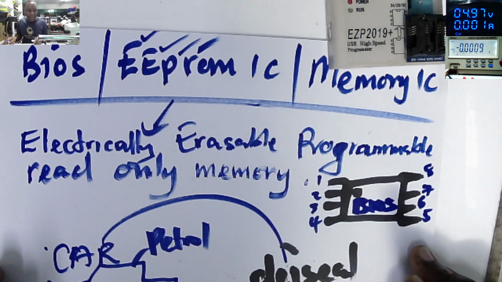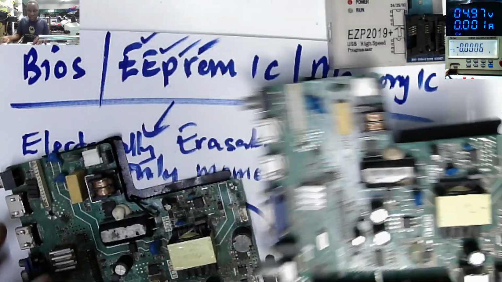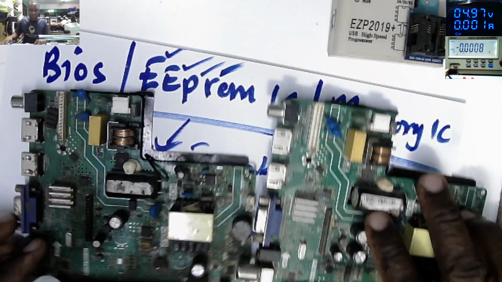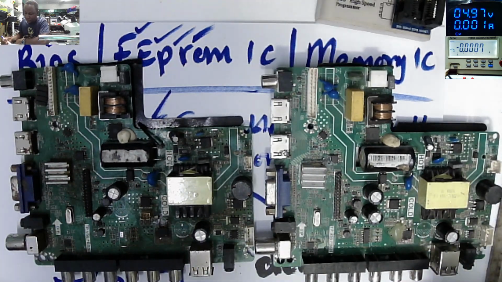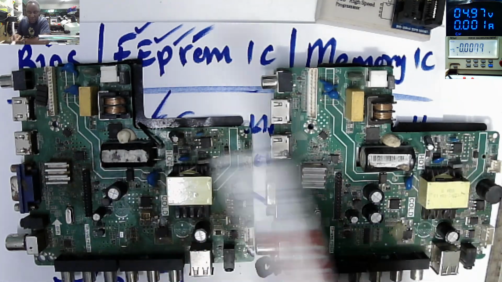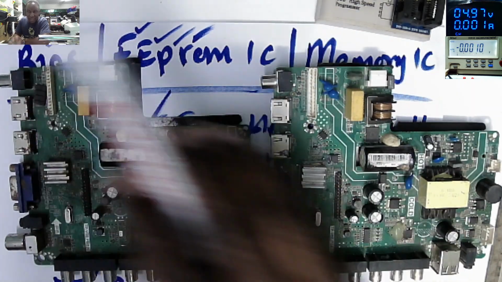My subscriber said, here I have like 2 identical boards. You see these 2 identical boards? These are identical boards for TVs, like 32-inch TV. What is in common? Everything in this board is what is here.